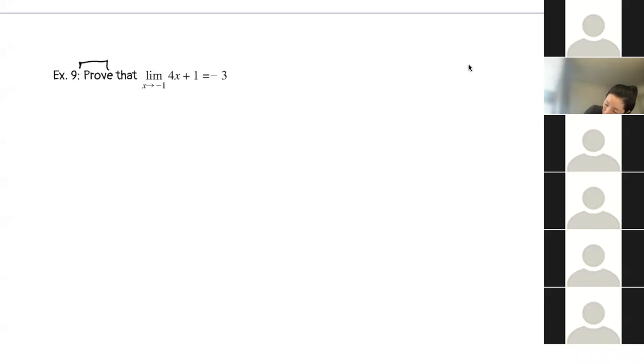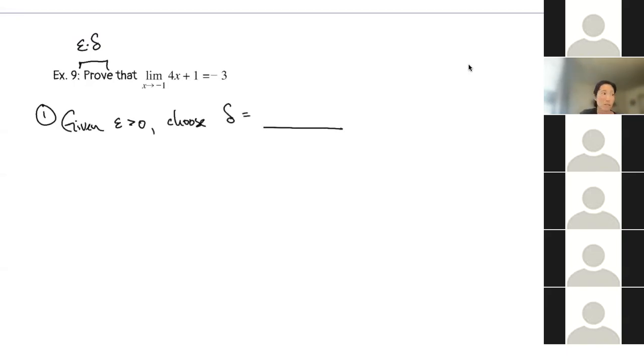As soon as we see prove, we're thinking epsilon delta, right? So when we make our reference sheet, we're like, okay, prove means we're going to use that epsilon delta. And we're going to set up our 3 sentences, which might not be a bad thing to put on that reference sheet, right? Given that epsilon is greater than 0, we want to choose delta equals and leave a space for our answer.